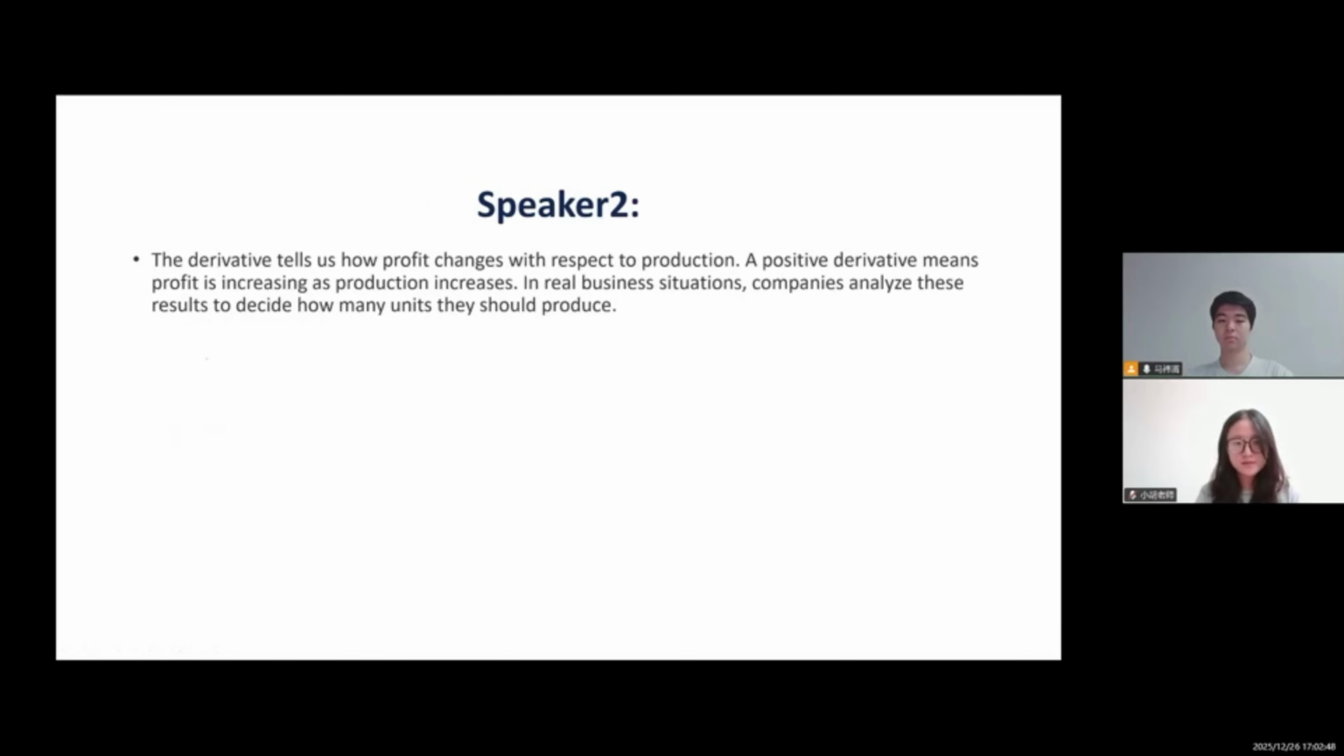The derivative tells us how profit changes with respect to production. A positive derivative means profit is increasing as production increases. In real business situations, companies analyze these results to decide how many units they should produce.